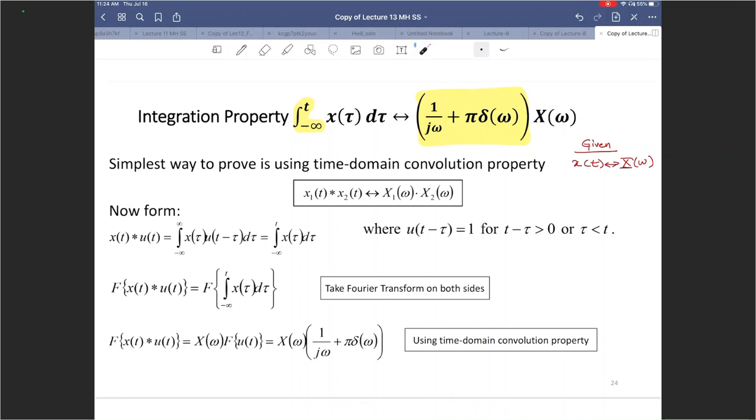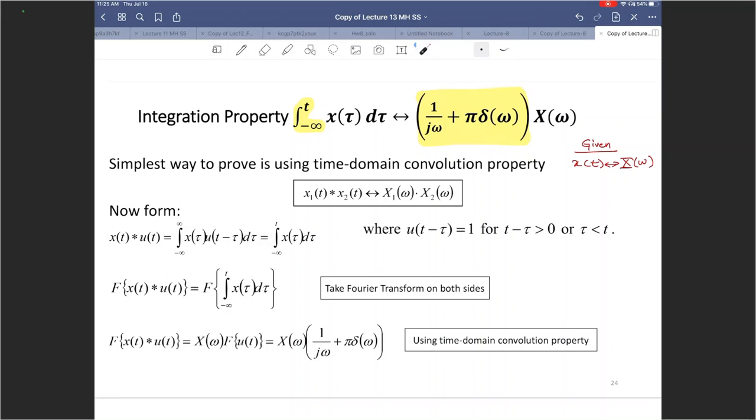The simplest way to prove it is to use the time domain convolution property that we just looked at. The time domain convolution property says convolution in time domain reflects a multiplication operation in the frequency domain. So now we form x of t convolved with u of t, the unit step. Using the convolution integral, I can write that as the integral from negative infinity to infinity of x of tau u of t minus tau d tau. u of t minus tau is only non-zero for tau between negative infinity and t.